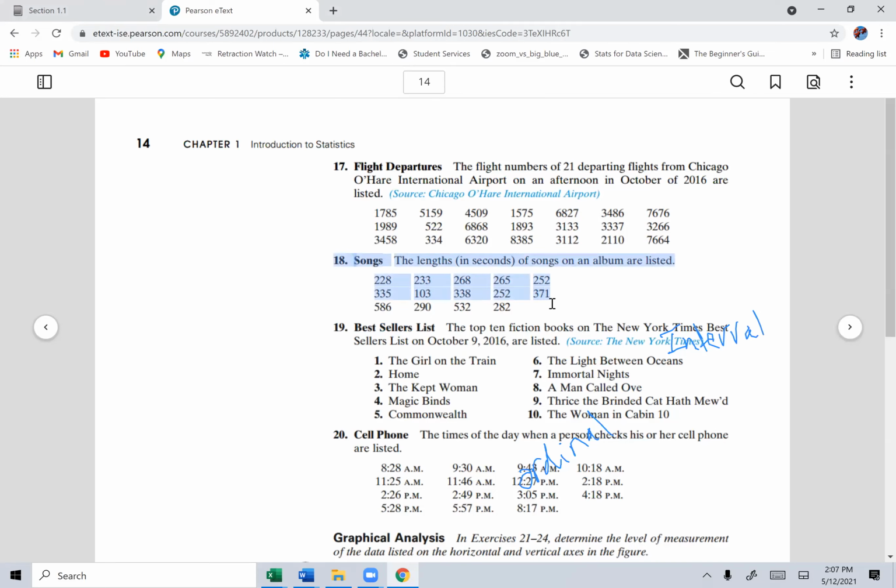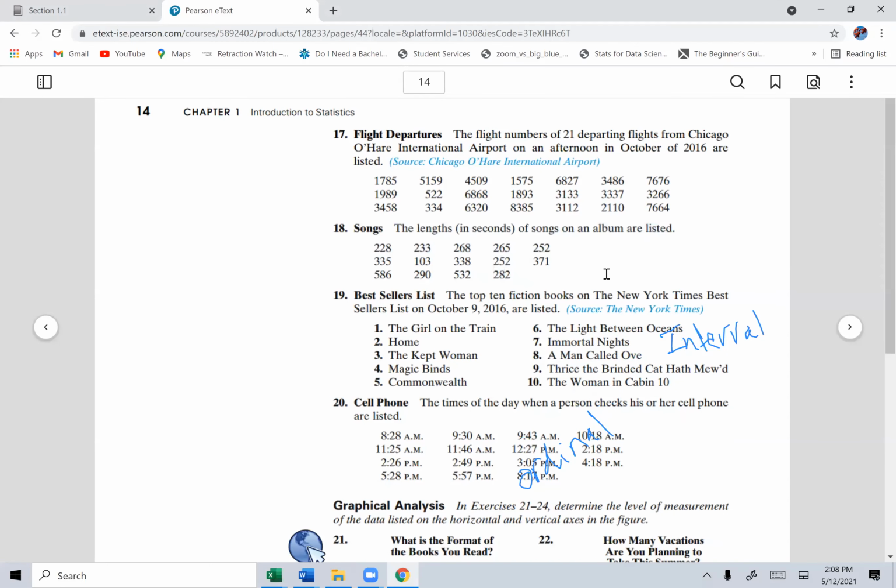18. The length in seconds of songs on an album are listed. Definitely you have to rule out the first two, guys. Ratio, definitely. Like, let's say a song is 100 seconds and another one is 50 seconds. If it makes sense that you say one song is twice as long as the other, then it's a ratio right away.